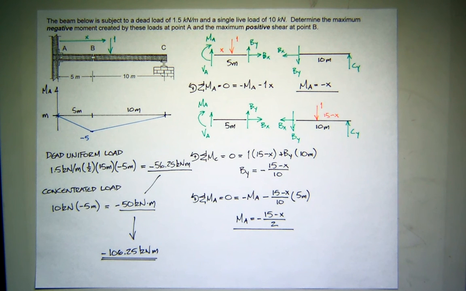Mr. Romero, what's the definition of an influence line? An influence line is a variation of the reaction, shear, moment, and deflection at a specific point due to a moving load. Excellent. I like that. All right.